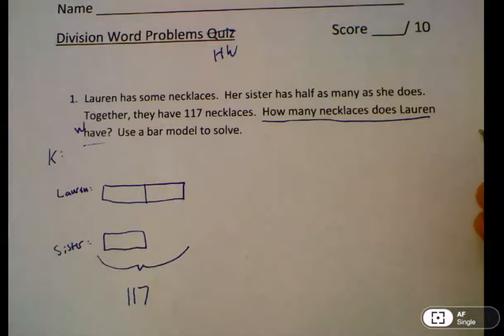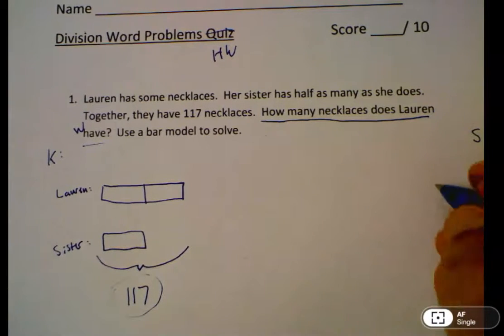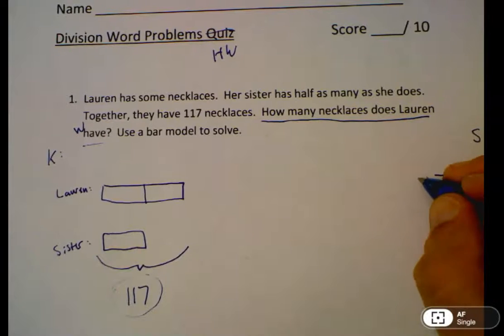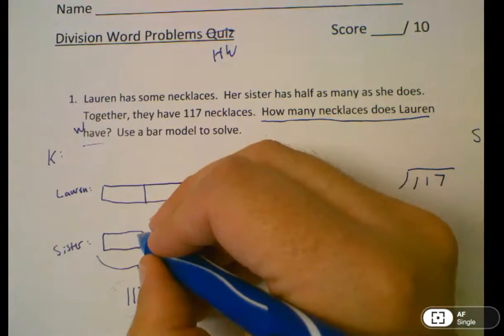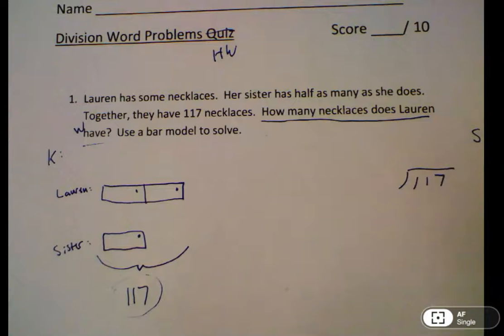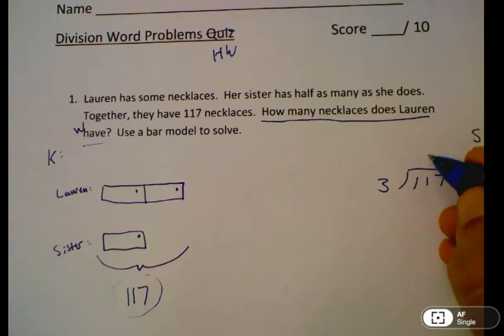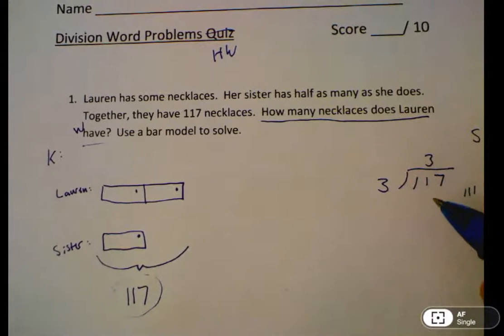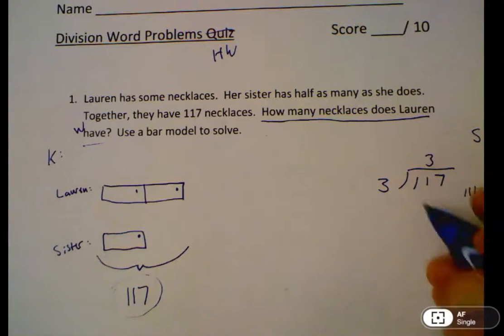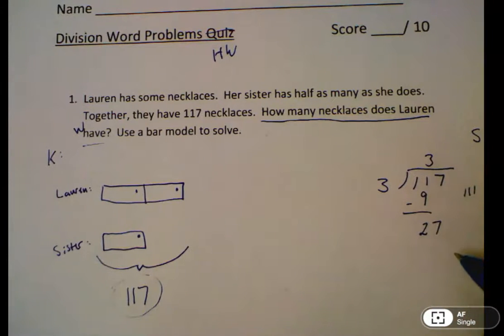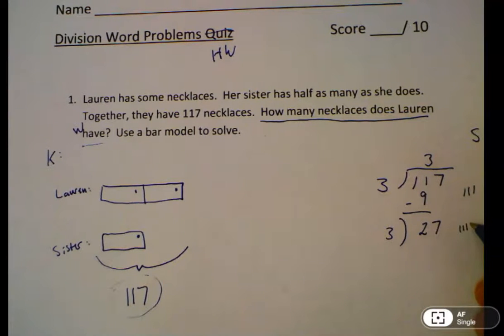In order to solve my S, I need to determine a couple of number sentences. First of all, I know the total here. This is my dividend. This is going to be a division problem. 117 divided by the total number of bars that you have, which is 3. So 3 goes into not 1, but 11, 3 times. Because 3 times 3 is 9, then you subtract, you're left with 2, bring down your 7, 3 into 27. Which is 9.